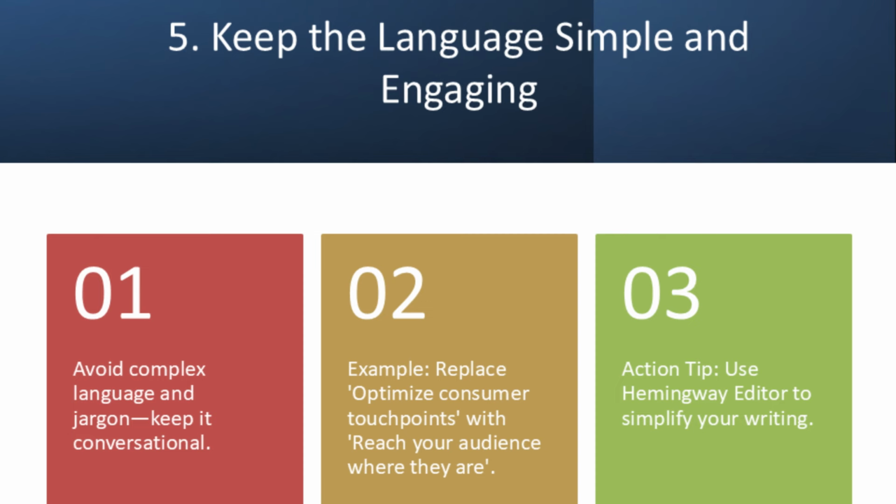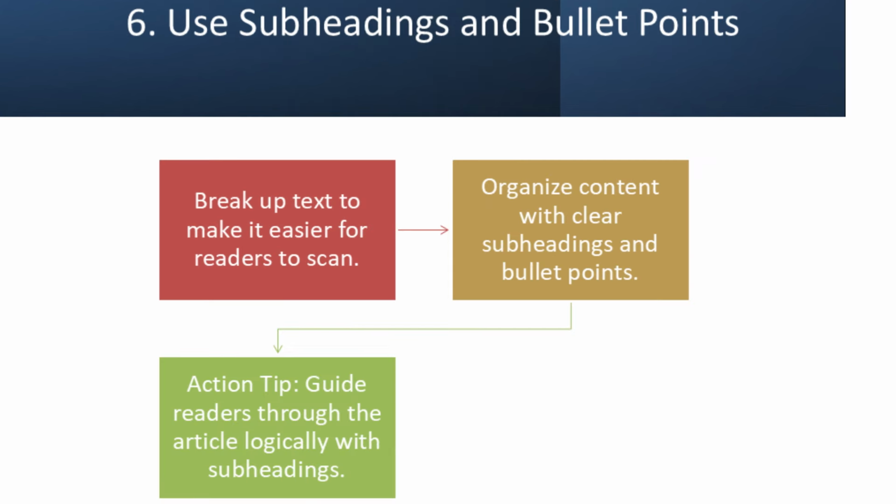Now comes the sixth step, which is use subheadings and bullet points. So most people do not read online articles word for word. They scan them. So that's why subheadings and bullet points are your best friends. They break up the text and therefore make it easier for readers to follow along and find the information they need.